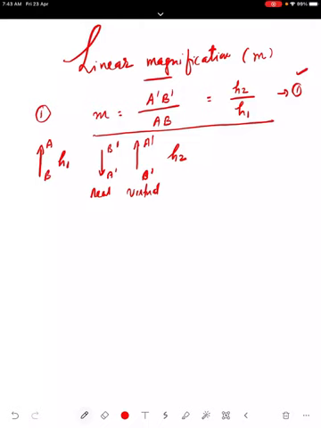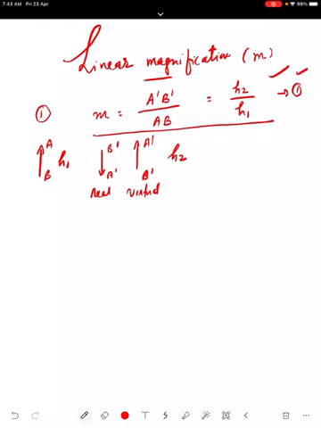Linear magnification of a spherical mirror is defined as the ratio of the height of the image to the height of the object, A dash B dash upon AB, or if you mark the height as H2 for image and H1 for object, then we'll write it as H2 by H1. So you have to learn this equation.